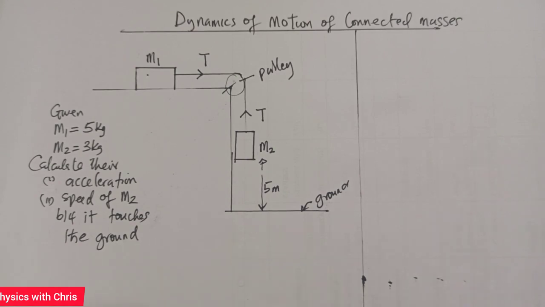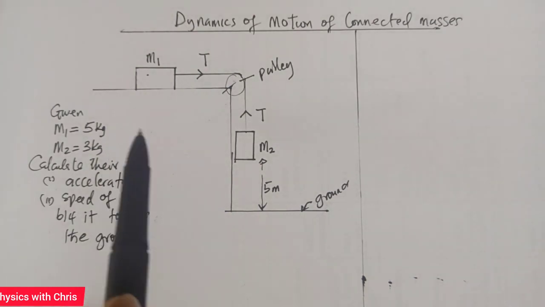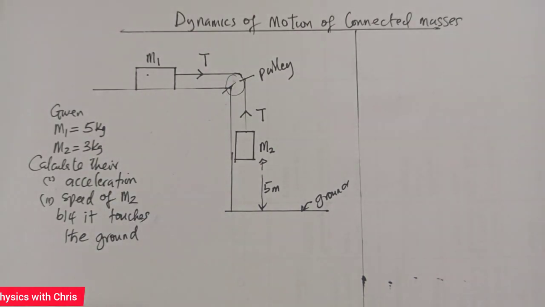Now, one of the masses, M1, is resting on a horizontal surface, and the second mass is left hanging in space. And you can see the two masses connected together. Now, we're going to do the analysis and then solve this problem.